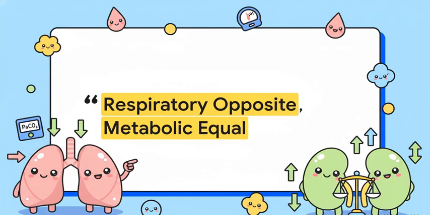And of course, we can't talk about ABGs without talking about the best mnemonic ever. ROME. Respiratory opposite, metabolic equal. What does that mean? It's simple. For respiratory problems, the pH and the PaCO₂ will move in opposite directions. One goes up, the other goes down. For metabolic problems, the pH and the HCO₃- move in equal directions. They both go up together or they both go down together. It works every single time.